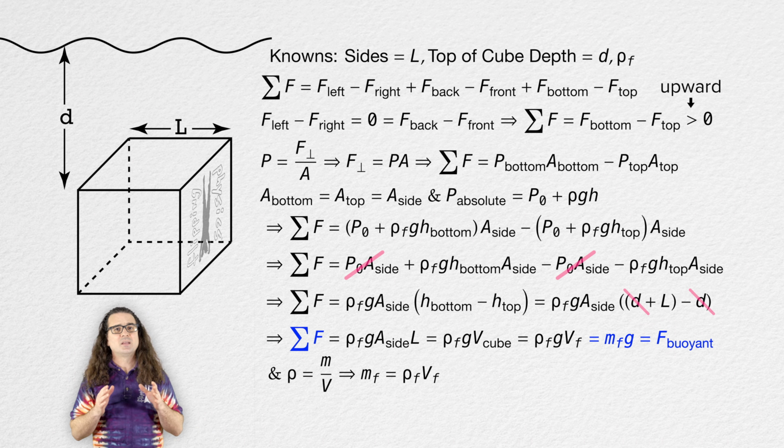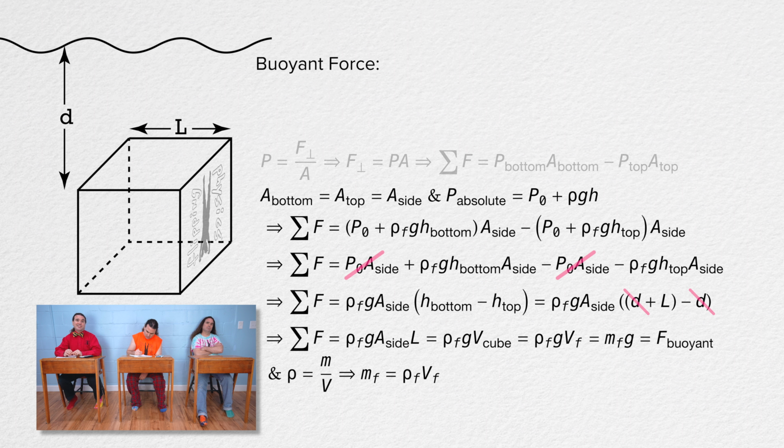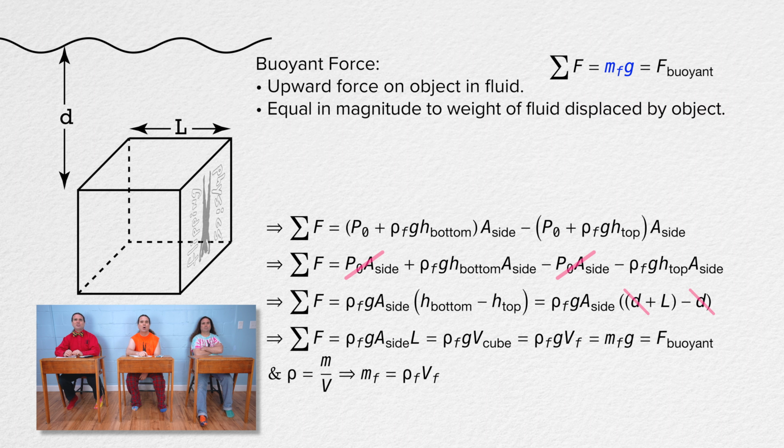Billy, now that we have derived the equation for the buoyant force, please summarize what the buoyant force is. The buoyant force is an upward force acting on an object in a fluid. Its magnitude equals the mass of the fluid displaced by the object times the gravitational field strength. Hold up. Mass times acceleration due to gravity? The magnitude of the buoyant force equals the force of gravity that would act on the fluid displaced by the object? Correct. The magnitude of the buoyant force equals the force of gravity, or weight, of the fluid displaced by the object.